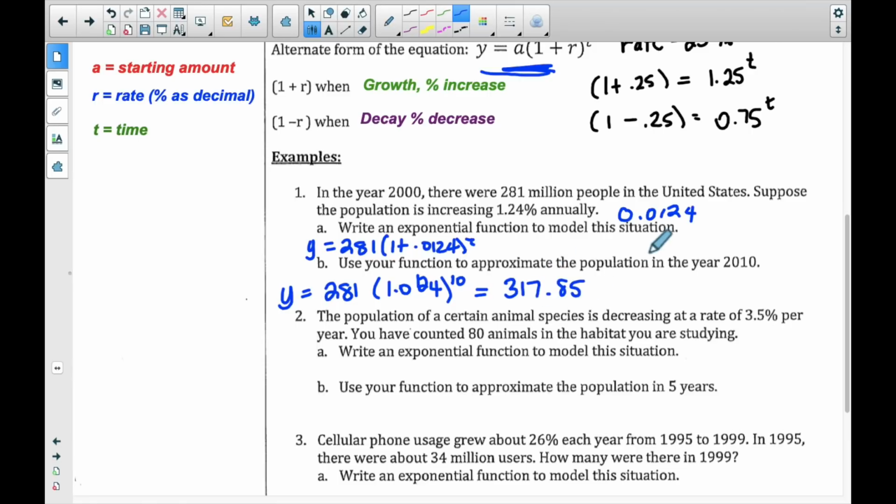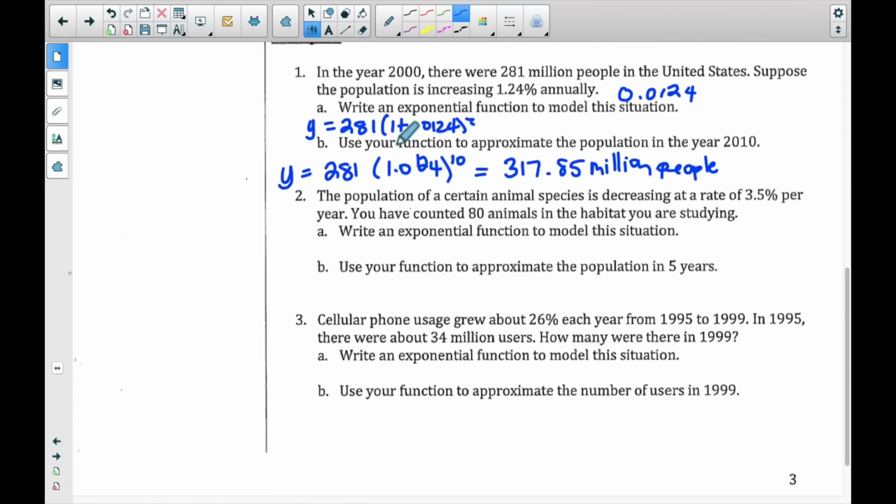All right, you should get 317.85. All right, let's think about that number, 317.85. What is missing from this? Well, this is actually in millions. Remember a second ago I said I just wrote 281, but it's actually 281 million. So this is 317 million people. So it's 317.85 million people in the year 2010. Okay, so that's how to set it up with the equation. And then all you have to do is plug that into your calculator.